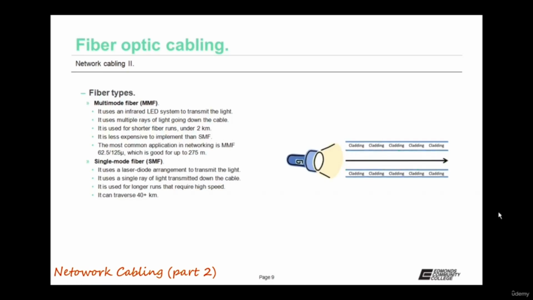Then we have single mode fiber, SMF. It uses a laser diode arrangement to transmit light down the fiber. It only sends a single ray of light down the cable. Even though my diagram depicts it as going straight, it still bounces down the cladding, but there's only one of them. It's used for longer runs that require high speed, and it can span more than 40 kilometers.